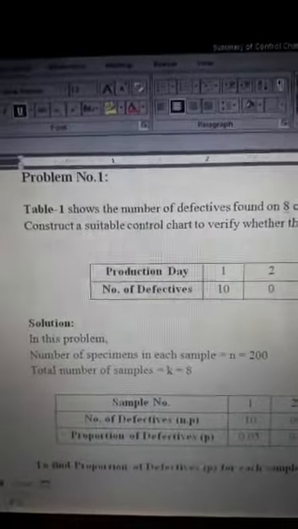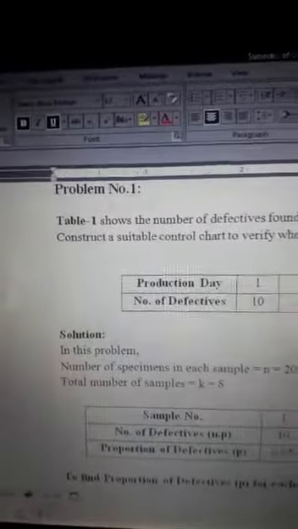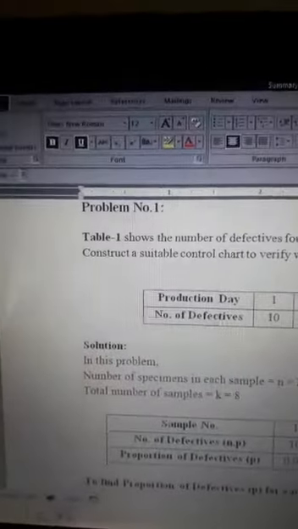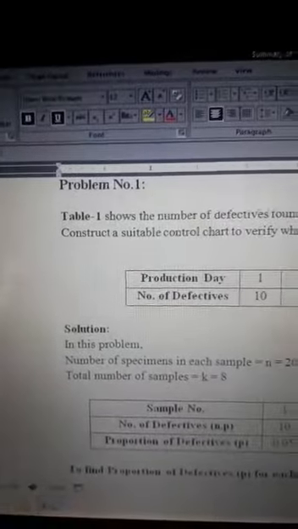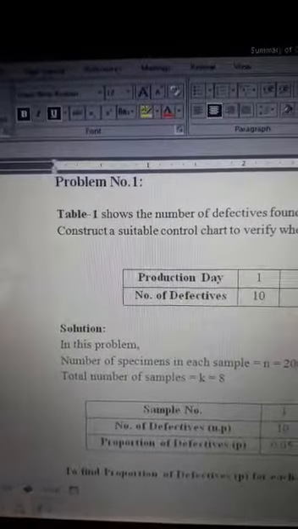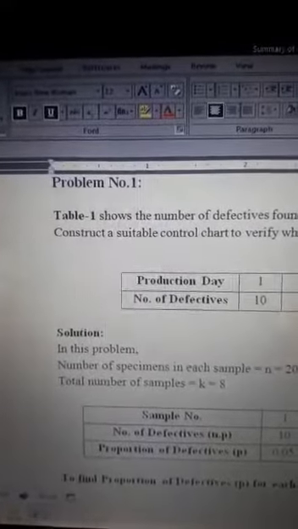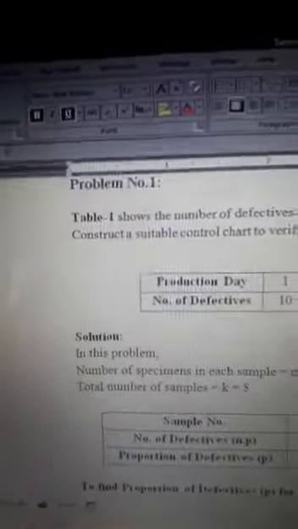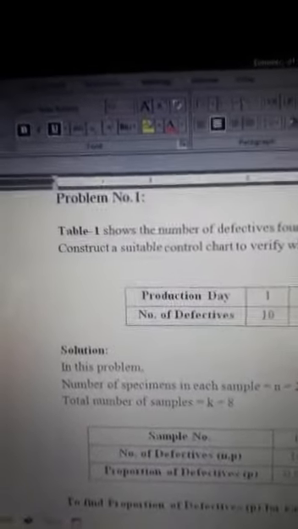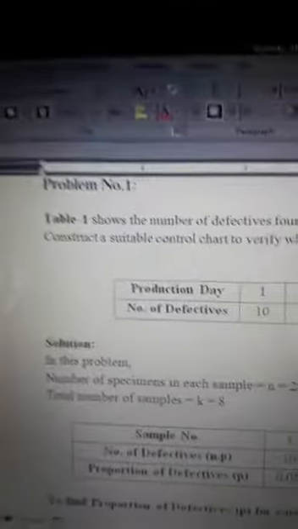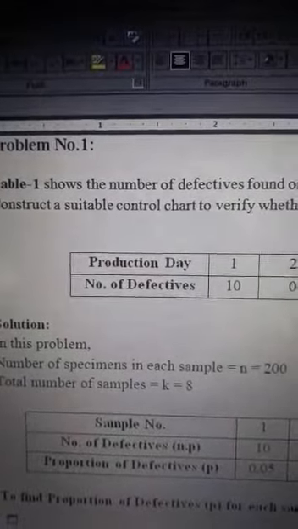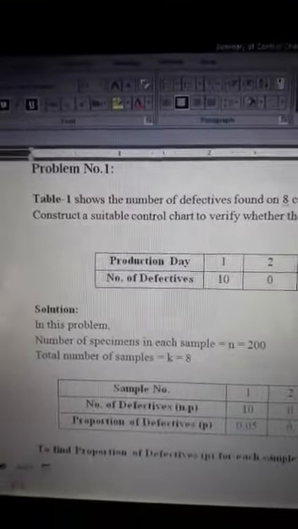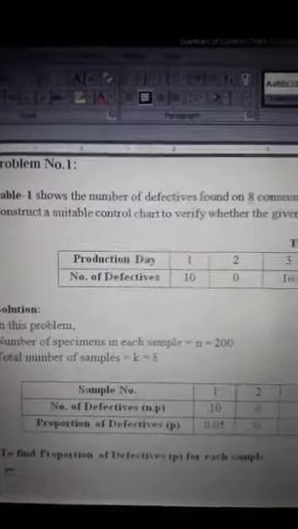Hello everyone. Today we'll be carrying out a small discussion on the application of a proportion defective chart or a fraction defective chart, popularly known as P chart, in statistical quality control. Basically, we'll be discussing how to apply a P chart in order to determine whether a given process is under statistical control or not.